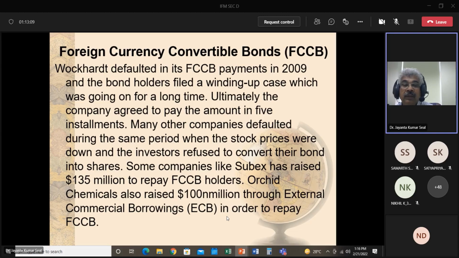Otherwise, it was not possible. Many other companies defaulted during the same period when the stock prices were down and the investors refused to convert their bonds into shares. Some companies like Subex raised $135 million to repay FCCB holders. Orchid Chemicals also raised $100 million through external commercial borrowing in order to repay FCCB, because the FCCB holders are not converting their bonds into shares. So naturally, they borrowed money in order to repay them.